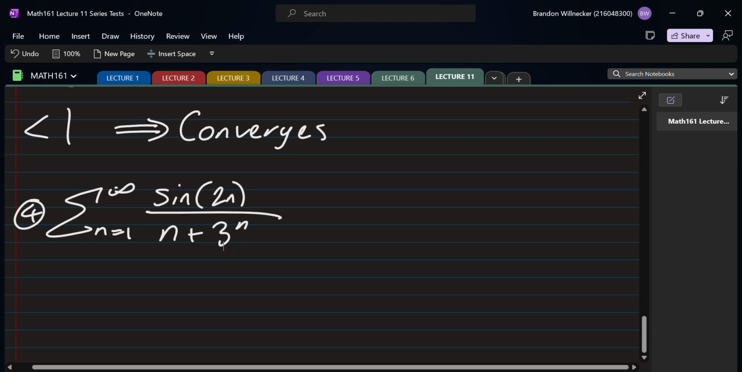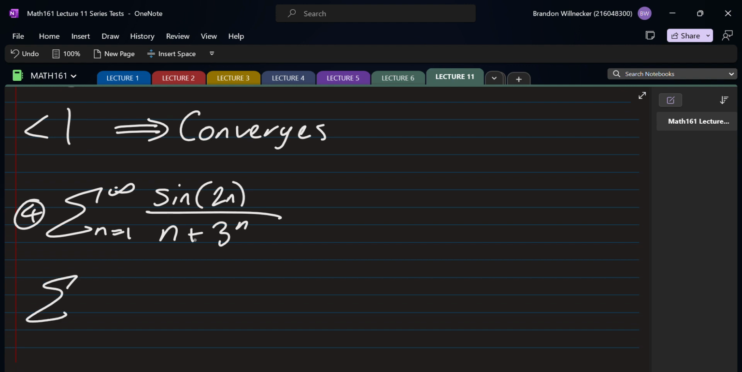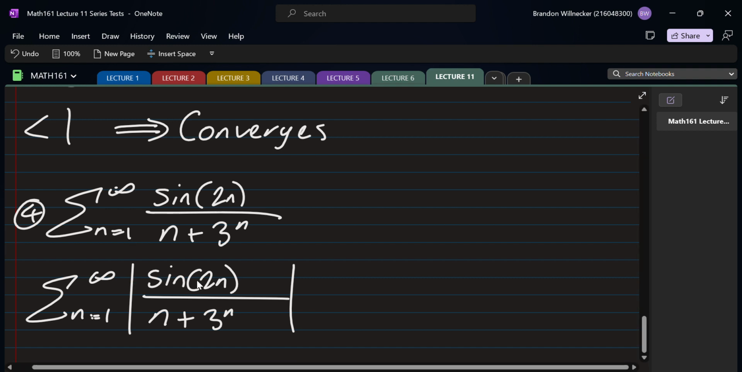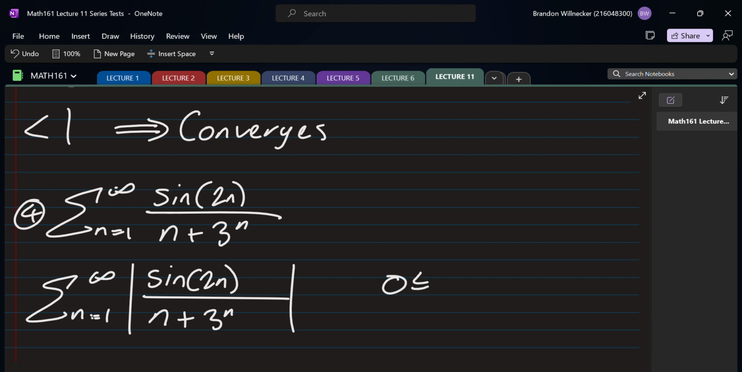functions. So here, we can write this as the sum from n equals 1 to infinity, and now we take the absolute value since we're checking for absolute convergence. So sine 2n over n plus 3 to the n, absolute value. Now, like I said, the sine function is bounded between -1 and 1, which means the absolute value of the sine function is bounded below by 0 and bounded above by 1. So we have the following.